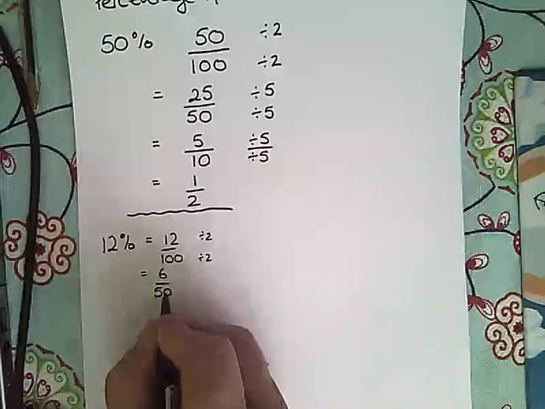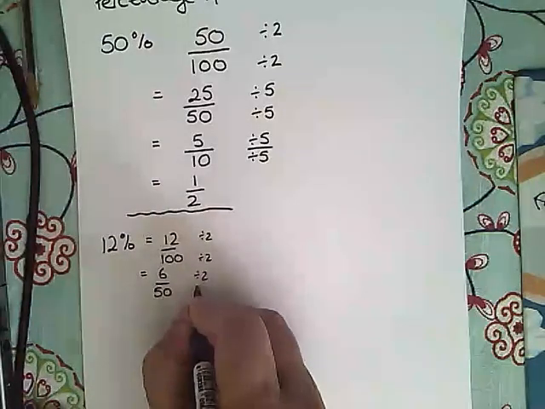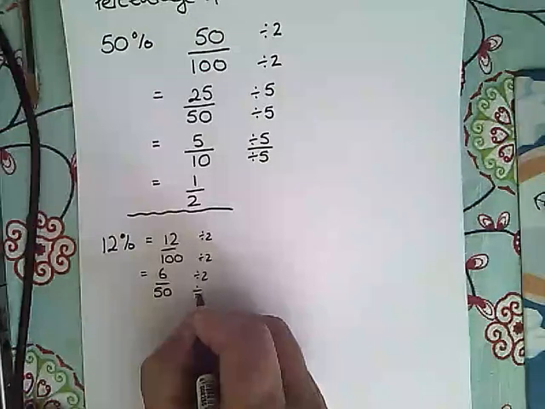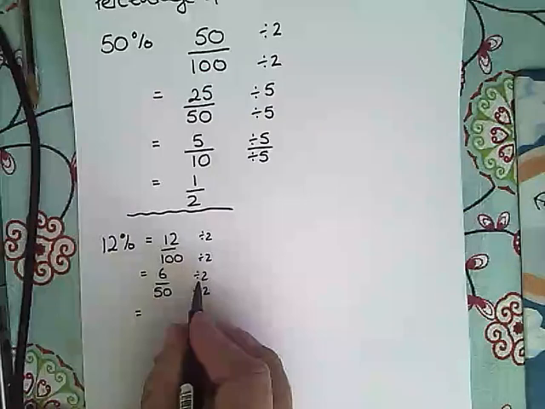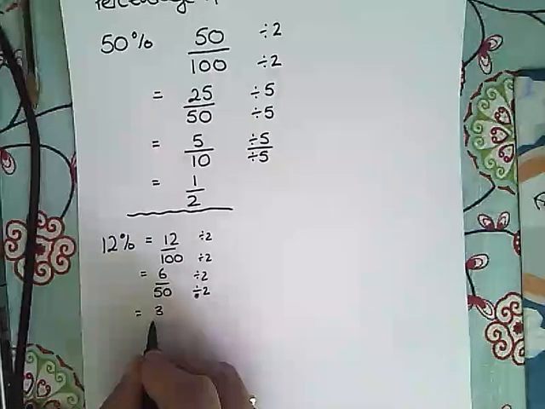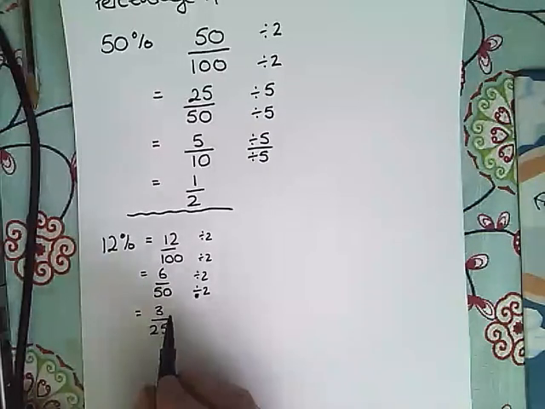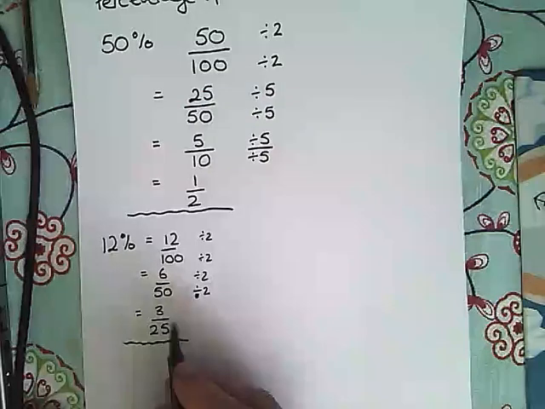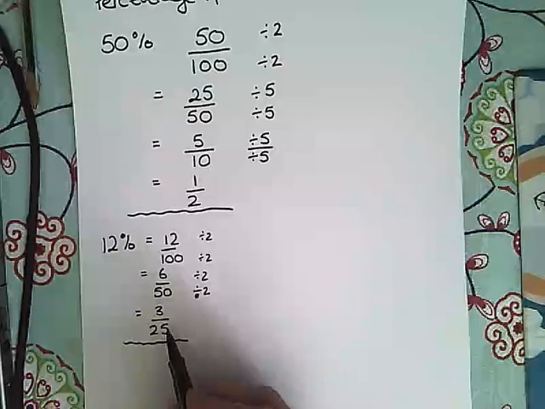6 and 50 are both also even numbers. So I can divide that by 2 again, divide by 2 again. 6 divided by 2 is 3. 50 divided by 2 is 25. Can't cancel this down any further because 3 is a prime number. That means it only has factors 1 and 3, and 3 does not go into 25, so there's no further cancelling to be done.